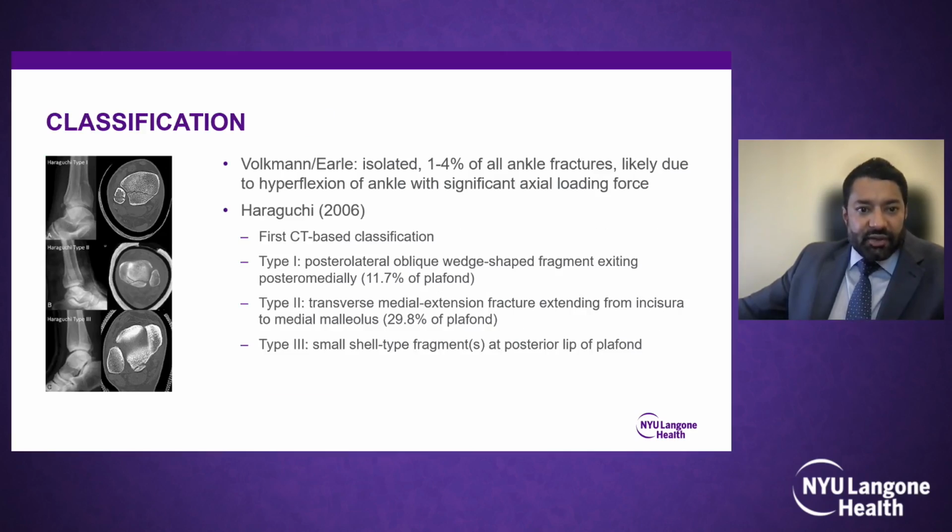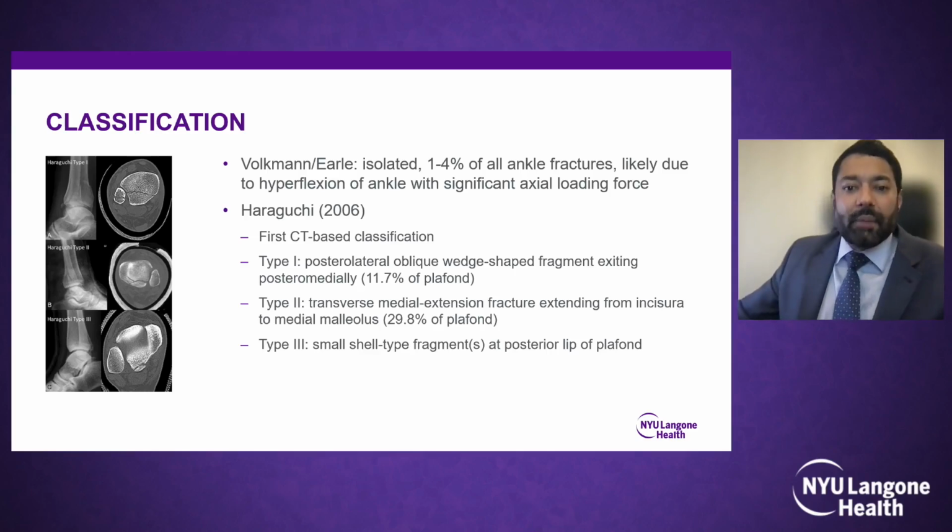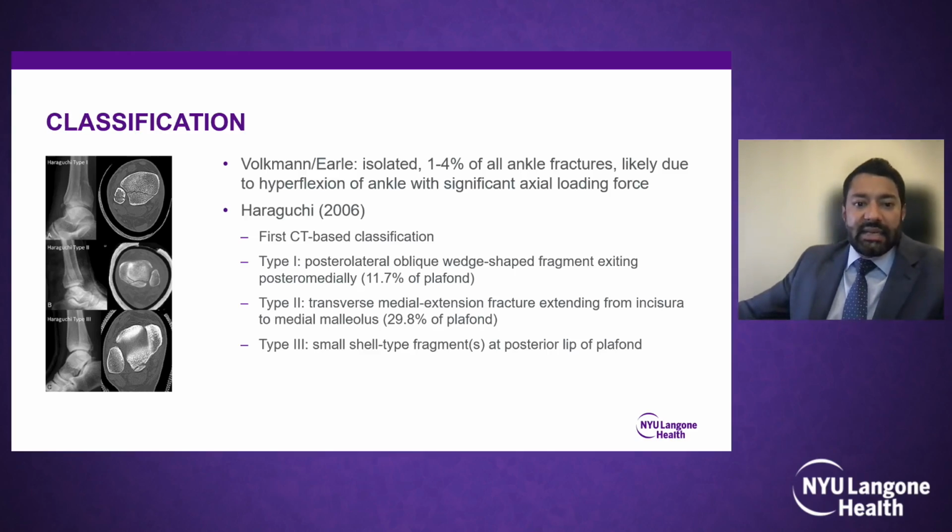In terms of classification, there's the classic Volkmann or Earl fragment, which is an isolated posterior malleolus. These are pretty rare. They're probably due to a hyperflexion of the ankle with a vertical loading force. The Haraguchi classification is probably the most commonly used, which was the first CT-based classification. And essentially, it categorizes these into more posterolaterally based fragments versus those that extend into the medial malleolus. And then you have type 3s, which are just the small shell, sleeve fractures at the posterior lip.